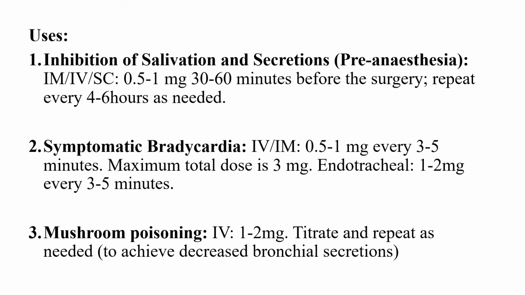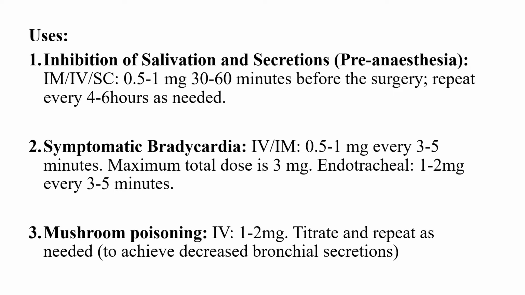It is usually given before anesthesia through IM, IV or subcutaneous route, and the dose is 0.5 to 1 mg, given 30 to 60 minutes before anesthesia, and it can also be repeated every 4 to 6 hours if needed. The second use is symptomatic bradycardia, and the route of administration is IV or IM, and the dose is 0.5 to 1 mg every 3 to 5 minutes, and the maximum dose is 3 mg.